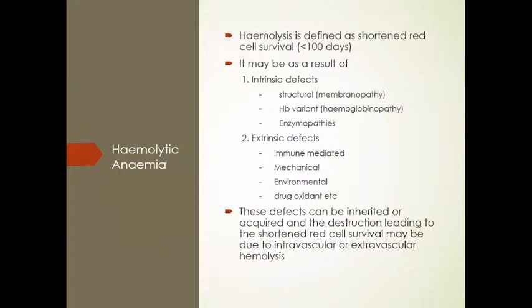So forgive the repetition if you already know this, I'm setting a basis. It may be as a result of intrinsic defects, problems that are within the red cell itself, like the membranopathies you've discussed, or the hemoglobinopathies, or the enzymopathies. And I always like to point out again that if you remember, your red cell during hemopoiesis at some point extrudes all of its organelles. So to optimize or to be at full capacity for its true function, which is that transport of hemoglobin to help with that oxygen carrying capacity.